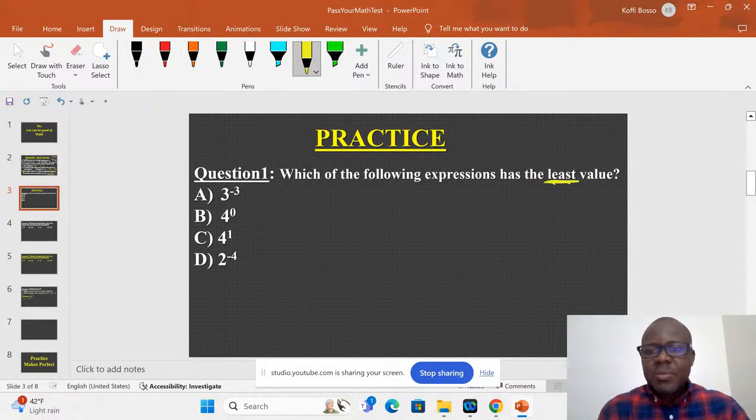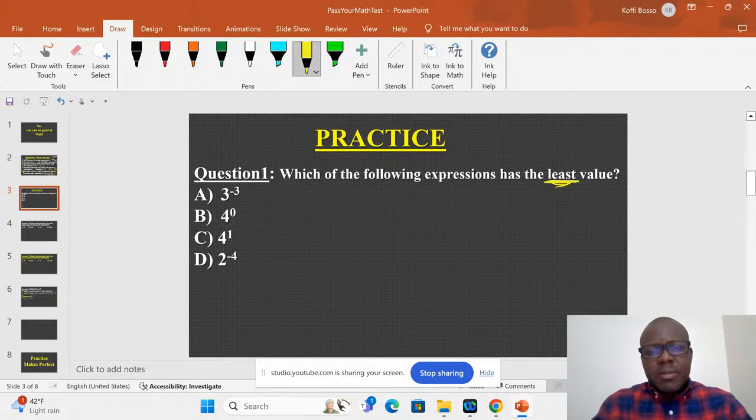You want the smallest value from all of this. Yeah, this is a question you can have in the GED or HiSET math test. To solve this question, the first thing to do is try to rewrite each expression so you can see clearly. For example, A, they say 3 raised to negative 3 power. The power is negative, right?